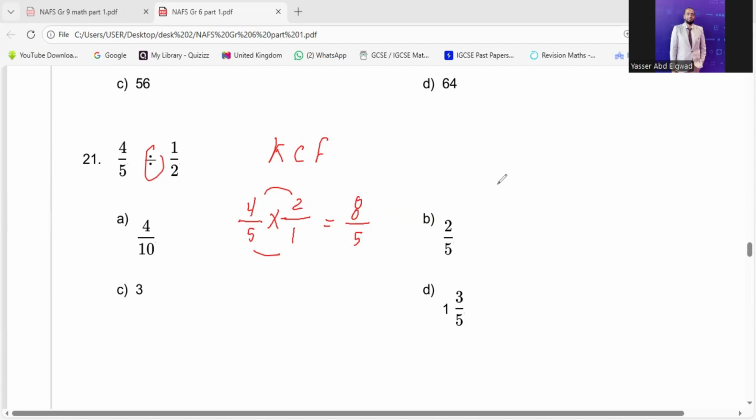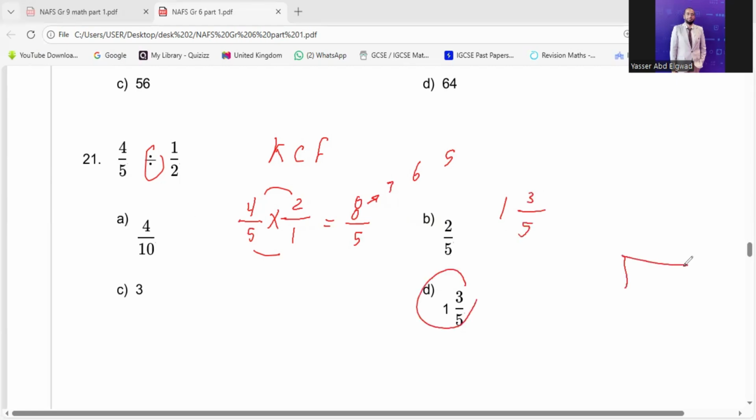We can divide it. 8 decrease by 1 is 7, 7 can be divided by 5. 6 decreased by 1 can be divided by 5. And 5 divided by 5 is 1. How many decreases? 1, 2, 3. 3 out of 5. Here is the final answer.